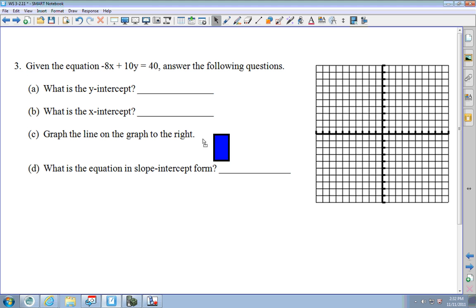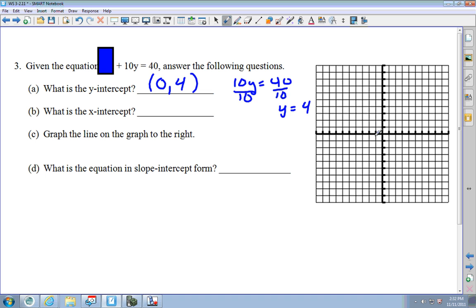Okay, well, I'm going to go up here. I'm going to cover up the x. I get 10y equals 40. I'm going to divide by 10. Y equals 4. So I have 0, 4. All right, I'll go ahead and plot my point.